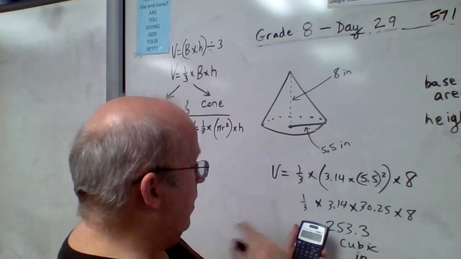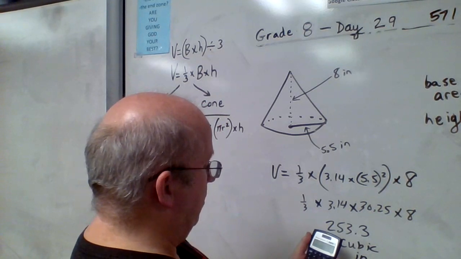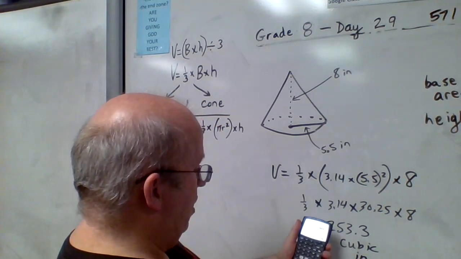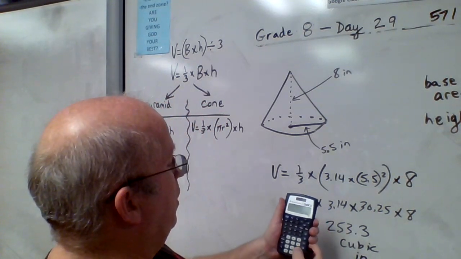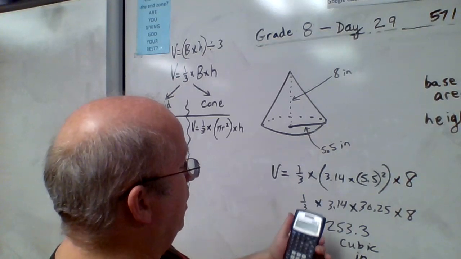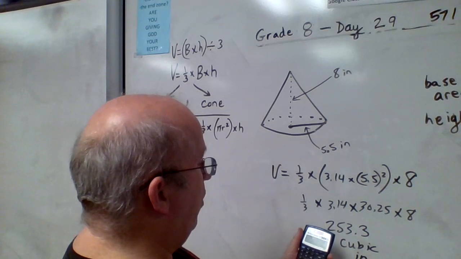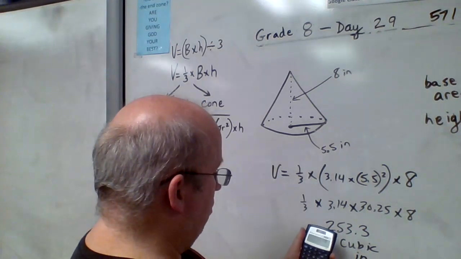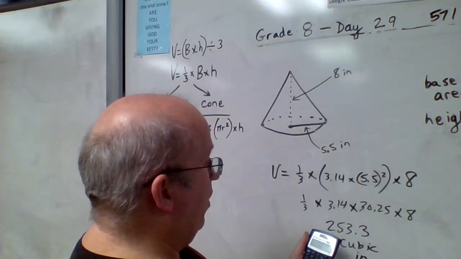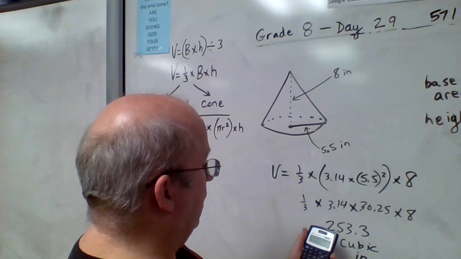Let's try it by using 1/3 in our problem. I'm going to clear this off, and I'm going to write in 0.33333, with about 10 threes, and then multiply it by 3.14, then multiply it by 30.25, and then multiply it by 8. And let's see what I get.